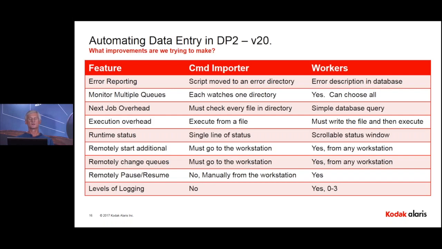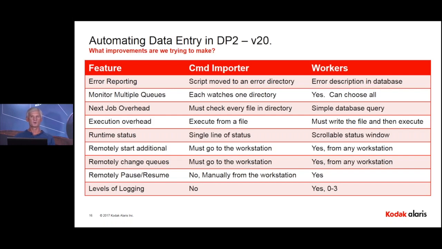There's one downside to the workers in that there's a slight amount of extra overhead when we execute these things, because we execute from a file. So when I'm running a command importer, I'm actually just executing that file as it exists on disk. As with a worker, I have to do it slightly different. I have to get the data out of the database record, get it written to a file, and then execute it. So a slight amount more overhead there.